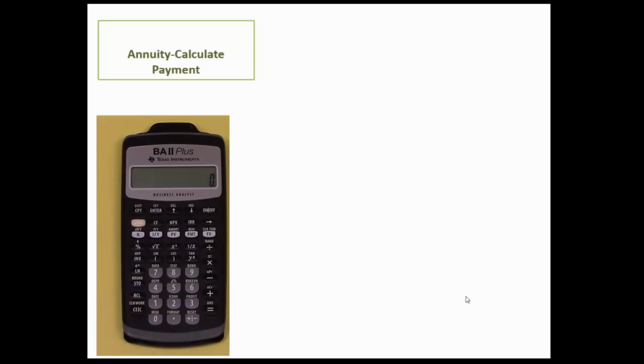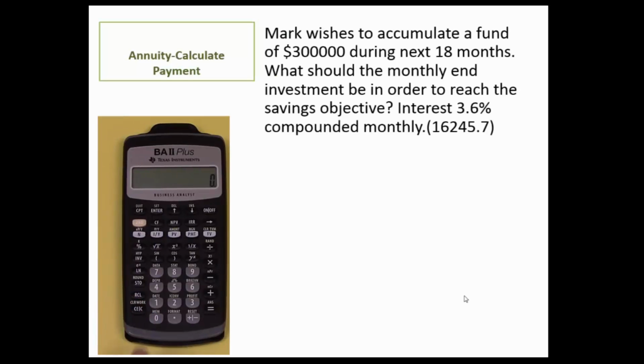Now we will calculate payment for annuity. Mark wishes to accumulate a fund of $300,000 during the next 18 months. What should the monthly end investment be in order to reach the savings objective? Interest is 3.6% compounded monthly, or $16,245.70.